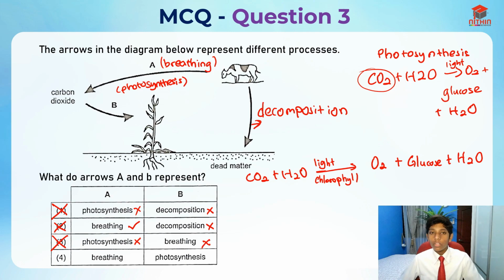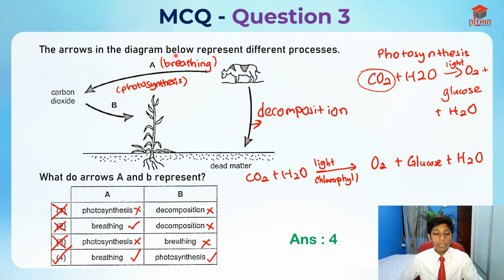Okay, lastly, option number 4, this should be the right option, right? So let's just check. So A is breathing, right? So this is right, and B is photosynthesis, so this is right. So option number 4 is the right answer. Okay, so answer is option number 4. So I hope you understood that. And also, when you're testing this type of questions, you should try to identify the processes by yourself before you even attempt to look at it.